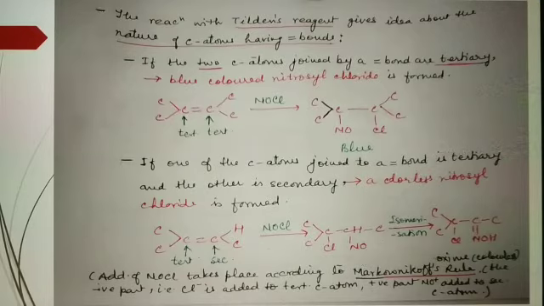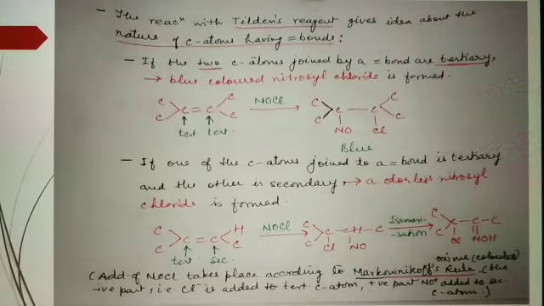As we can see in this reaction, first we get an addition product, and that addition product then in the second step isomerizes to give the oxime, which is colorless. So on addition of NOCl, Tilden's reagent, if we get a blue colored product, we can say that both the carbon atoms are tertiary in nature, and if we get a colorless oxime, then we can say one carbon atom is tertiary and the other is secondary in nature.